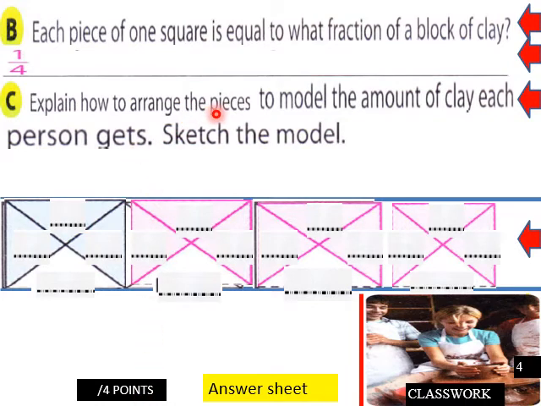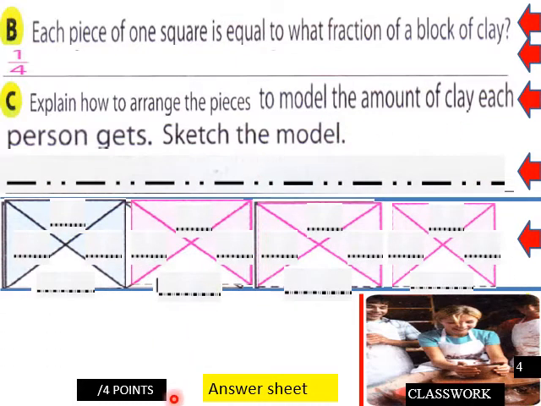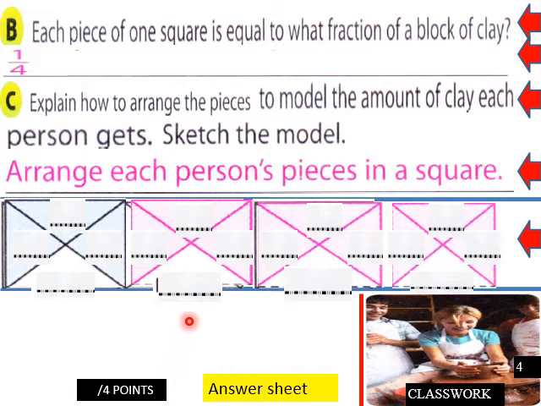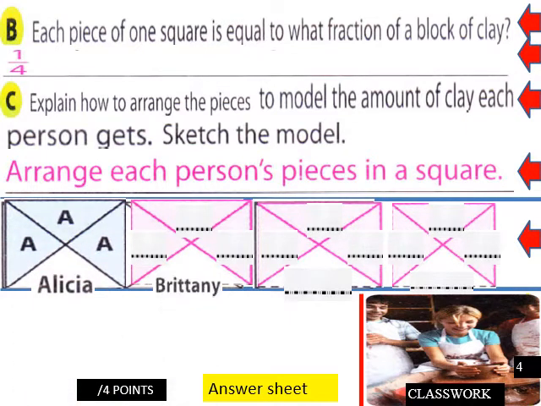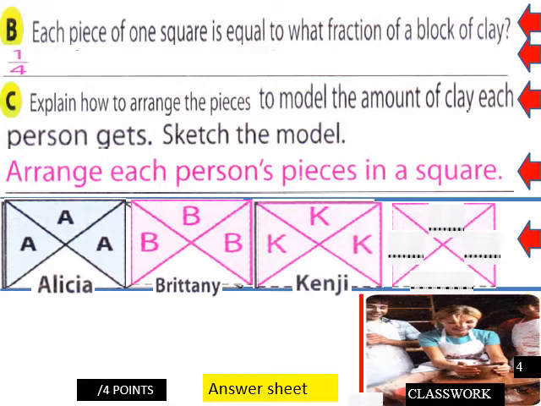Explain how to arrange the pieces to model the amount of clay each person gets. Sketch the model. So, arrange each person's pieces in a square. So here's Alicia's square. So she gets 3/4 of a block. Brittany gets 3/4 of a block. Kenji gets 3/4 of a block. Ellis gets 3/4 of a block.